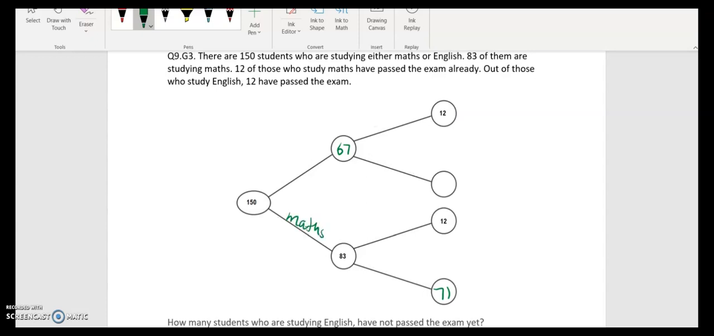You can see that this is maths, and this is English, and this is passed, not passed, based on the information we're given above. And we know that 12 have passed the exam, the English exam as well. So how many have not passed? So we got 67, take away the 12, gives us 55. Question is, how many students who are studying English have not passed the exam yet? And so we go through English, not passed, that is 55.